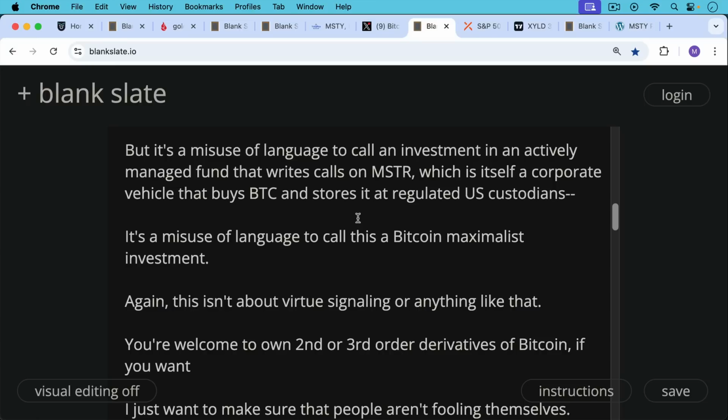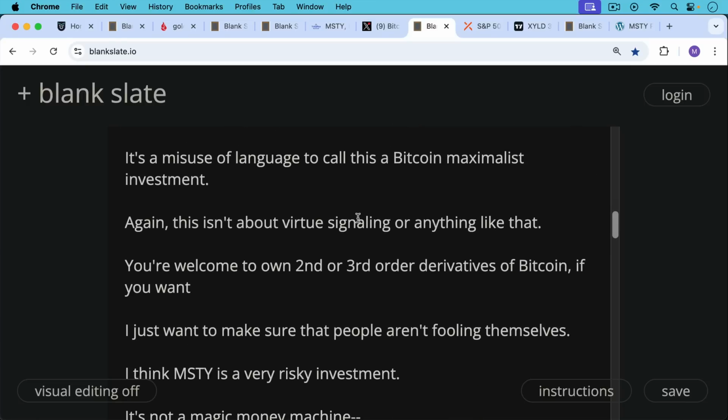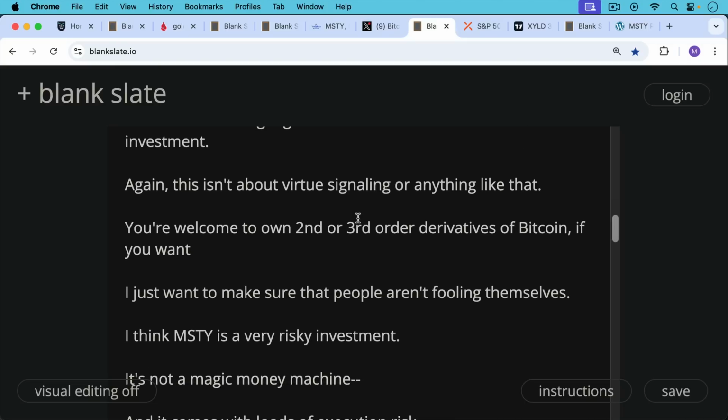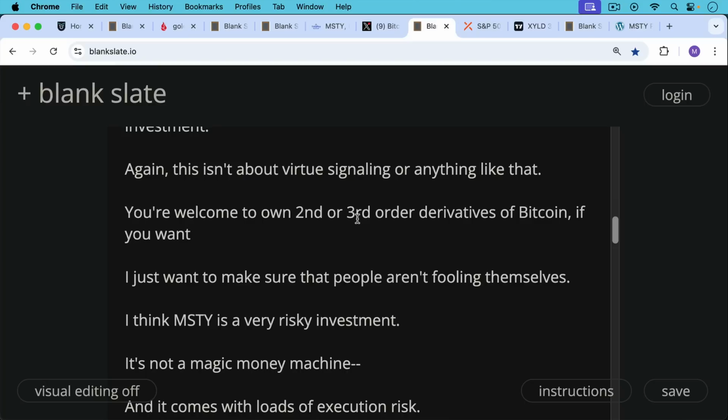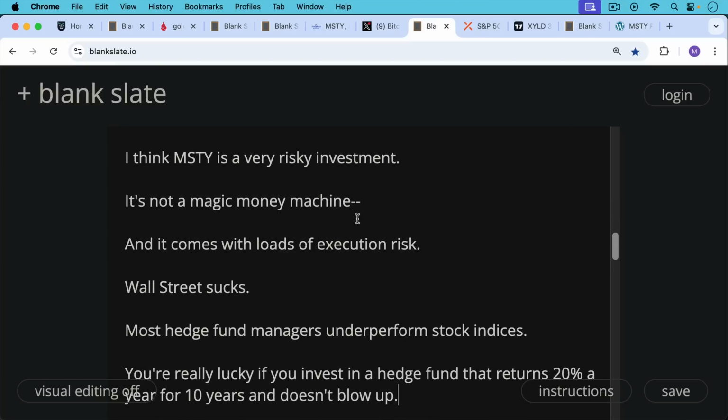Again, this isn't about virtue signaling or telling people what the label means. You can use words in whatever way you want. And you're also welcome to own second or third order derivatives of Bitcoin if you want to. I just want to make sure here that people aren't fooling themselves. And I see a lot of people fooling themselves on Twitter and on YouTube. I think personally that MSTY is a very risky investment. It's not a magic money machine, and it comes with loads of execution risk.